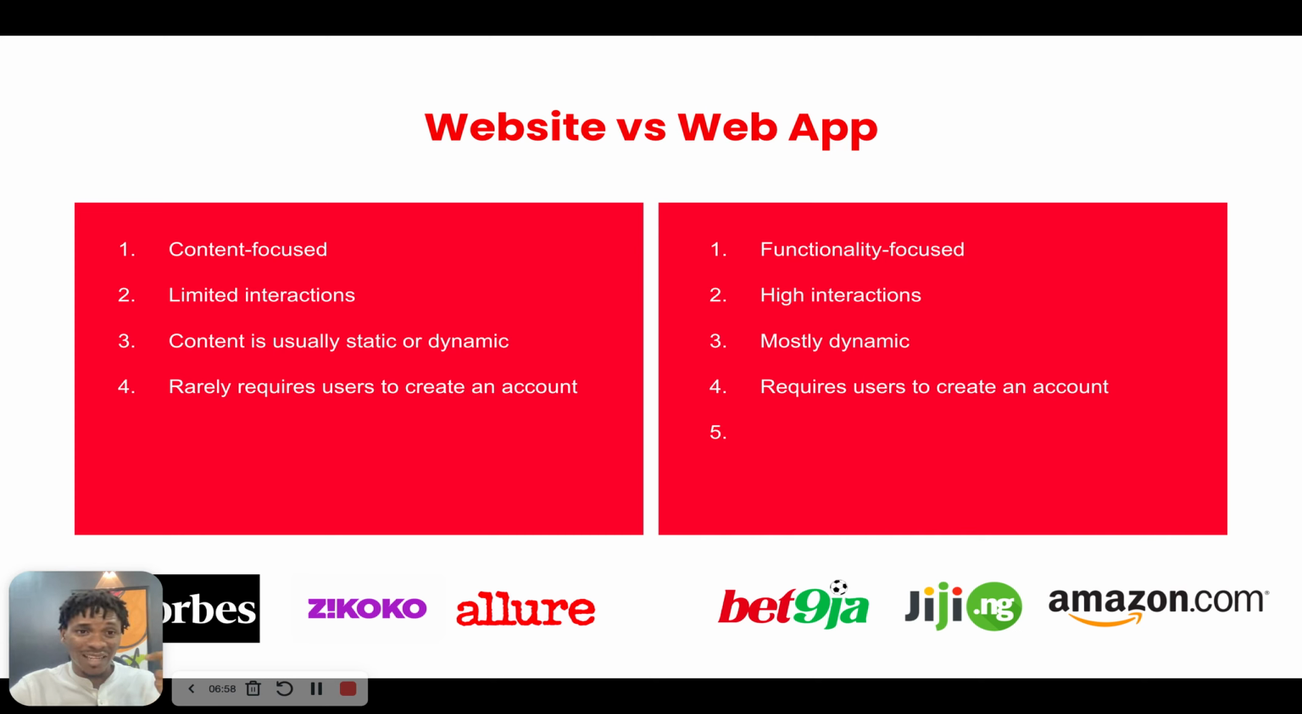Third is the content is usually static or dynamic. Very few websites have dynamic content, but most websites are very static, just straight up, nothing complex. And the opposite is that web apps are usually more dynamic. And finally, a website will rarely need you to create an account to use it. If you visit Forbes, you really don't create an account to read the news. You don't need an account to read news on Zikoko and the rest. But on these platforms, to enjoy them, most times you need to have an account. So this is a summary of the difference between both. All right.